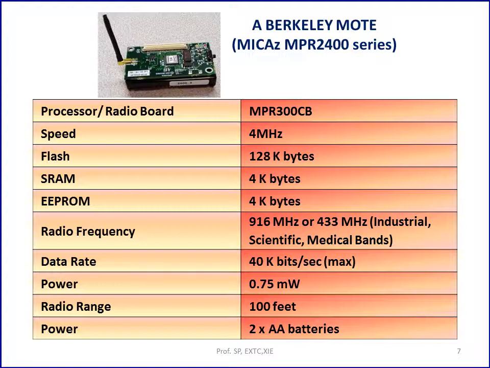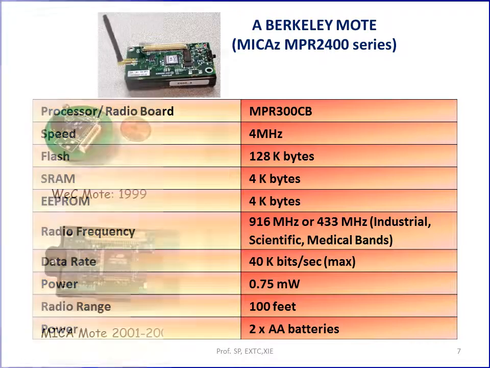Now this is one example of Berkeley's mote, which has been shown over here to make us understand what all things are available on a mote. You can see here that a processor is being used, with a speed of 4 MHz frequency. Then flash memories, SRAM, radio frequency, data rate, and the power used when it is in active mode. Then in the last point, you can see the power is provided by 2 AA size batteries. This is an example of Berkeley's mote.